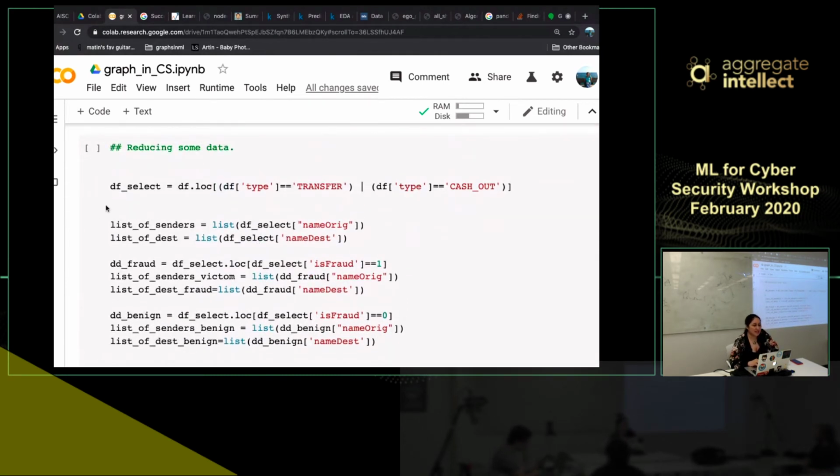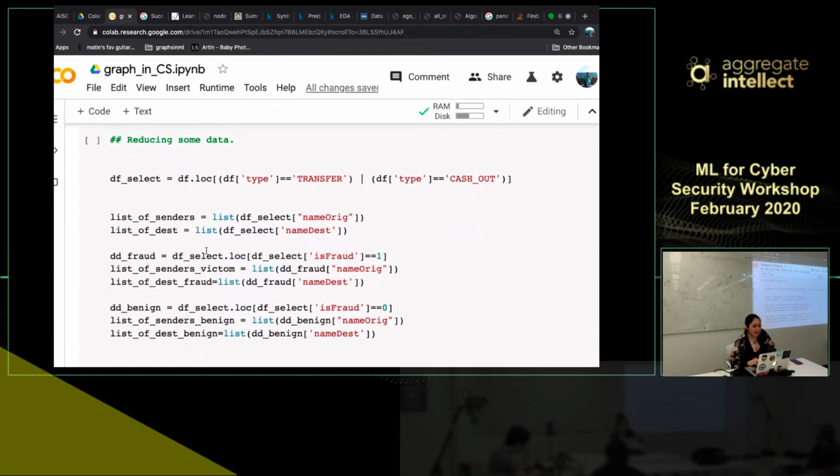We select list of senders, list of destination. We select subset of the graph where we select only fraudulent activity. We select victim, and list of victims, and list of frauds. We assume if is fraud is 1 and we see the fraud, the original person is a victim and the destination is fraudulent. So this is our assumption.